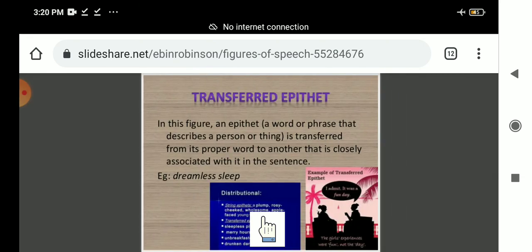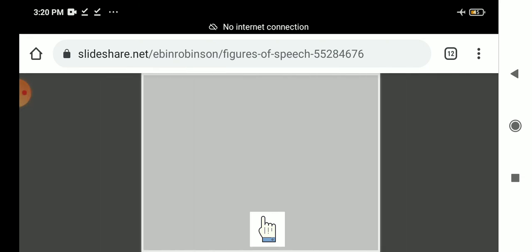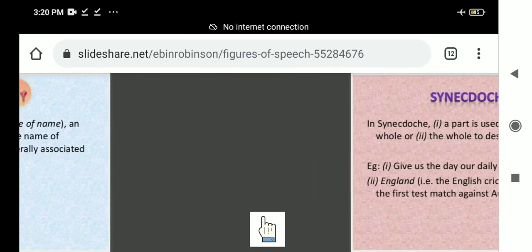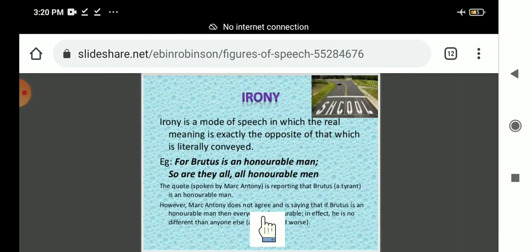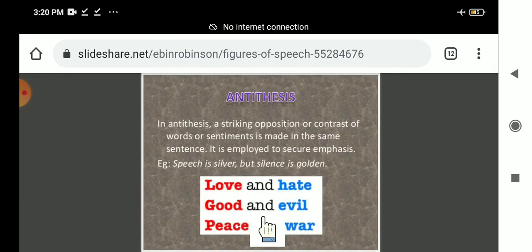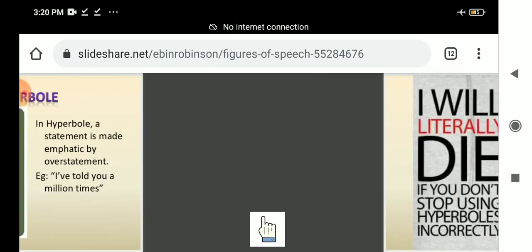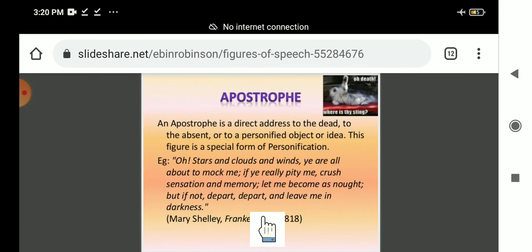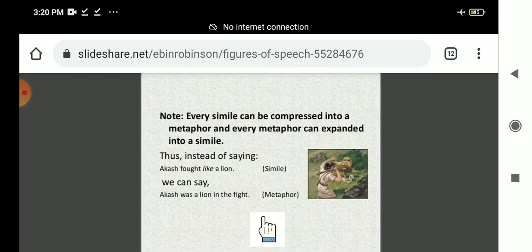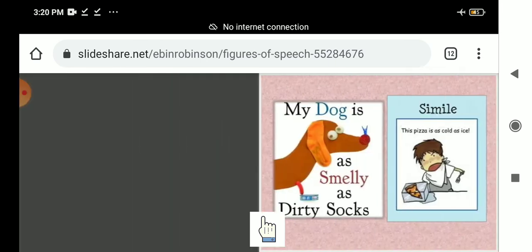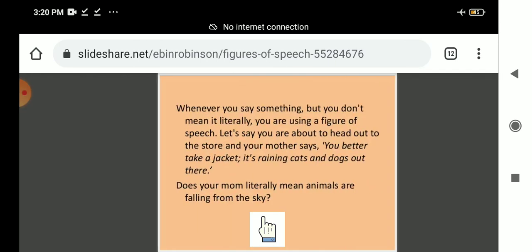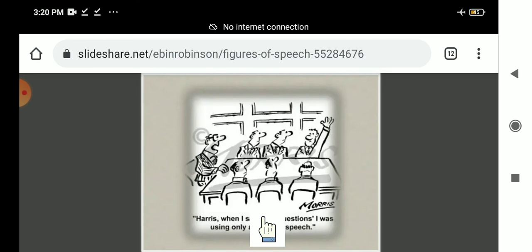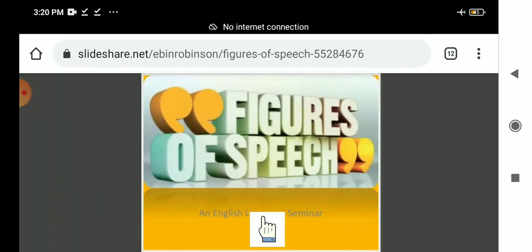Then comes transferred epithet. So these are all the slides on figures of speech, where we have discussed some main and common figures of speech. So students, what's your duty? Pause the video, zoom in, and write down the definitions of the given figures of speech. Watch this video thoroughly, understand it and have a better understanding of it. Even make notes of the figures of speech in your notebook and practice daily.